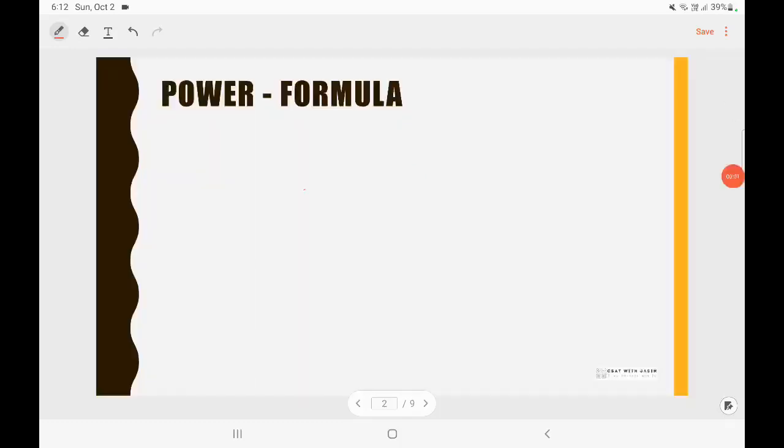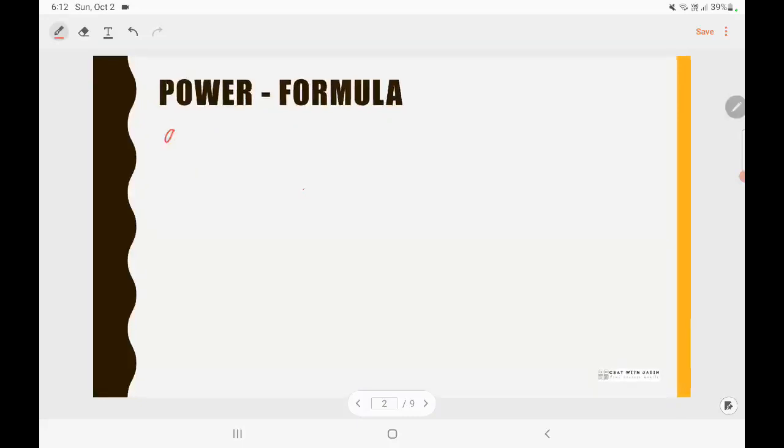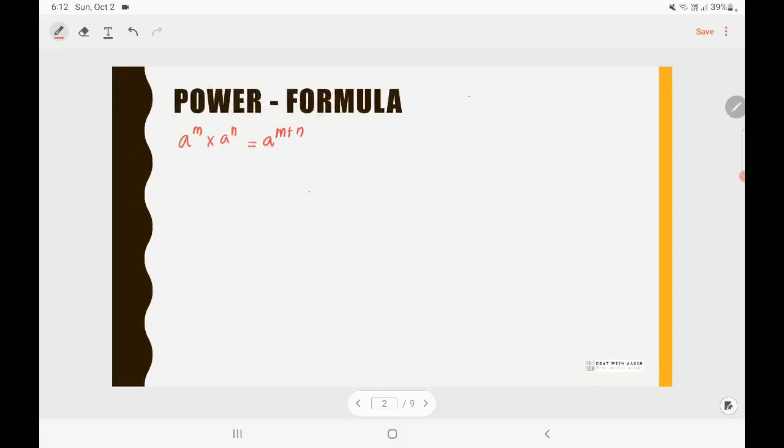Now let's look into some formulas regarding power. You might have already studied this in your schools. We have a raised to m into a raised to n is equal to a raised to m plus n. For example, let's take 5 square into 5 cube. You can write it as 5 raised to 2 plus 3, which is equal to 5 raised to 5. You also have a raised to m divided by a raised to n, which is equal to a raised to m minus n. For example, if you take 5 raised to 4 divided by 5 square, you can write it as 5 raised to 4 minus 2, which is equal to 5 square.